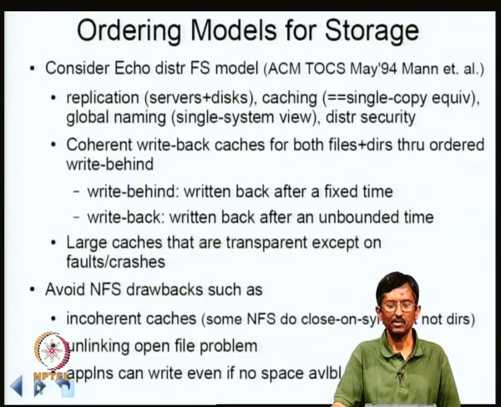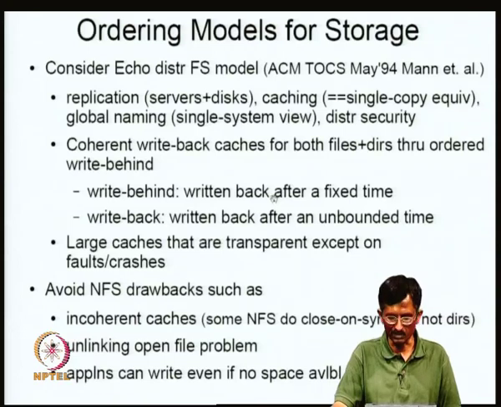So one model I introduced last time was the distributed file system called Echo. An important thing about this particular model is that it has a notion of write behind. What is write behind? It is the same as write back, except that write back can take an arbitrary amount of time, whereas write behind always happens within a fixed amount of time. For example, if there is something dirty in memory, it will be flushed to disk within a specific period. For example, it could be 30 seconds, 15 seconds or 1 second.